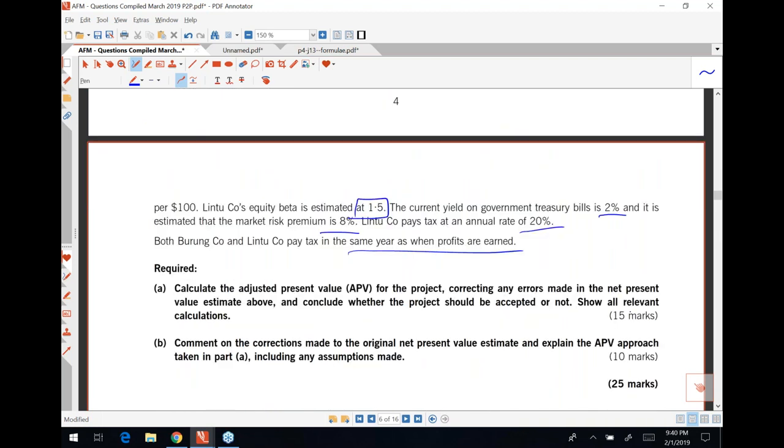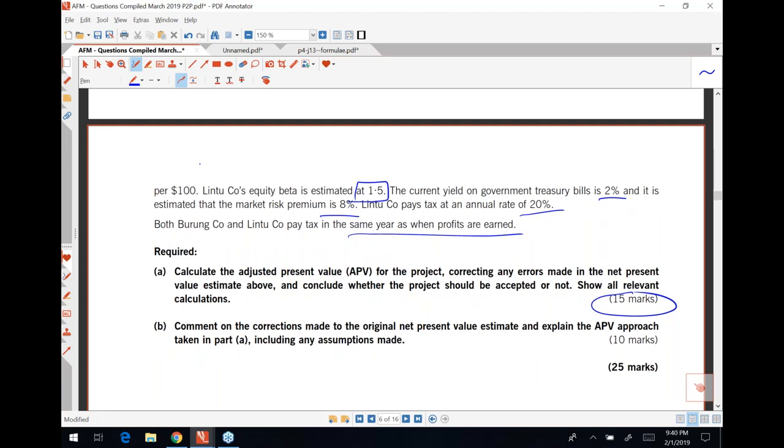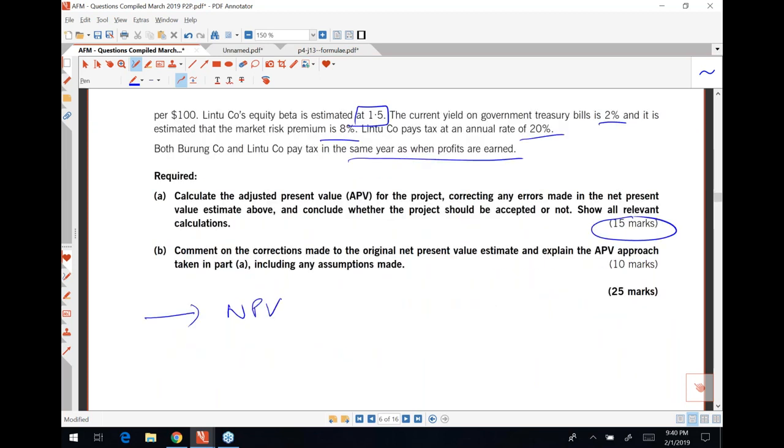Both Burung and Lintu pay tax in the same year when the profits are earned. Now, it's a 15 mark requirement, and you need to handle it tactfully. How would you handle it tactfully? The approach you should adopt is to go one by one. One of the marks in this question is to calculate the NPV with corrections. The other is to calculate the relevant discount rate.